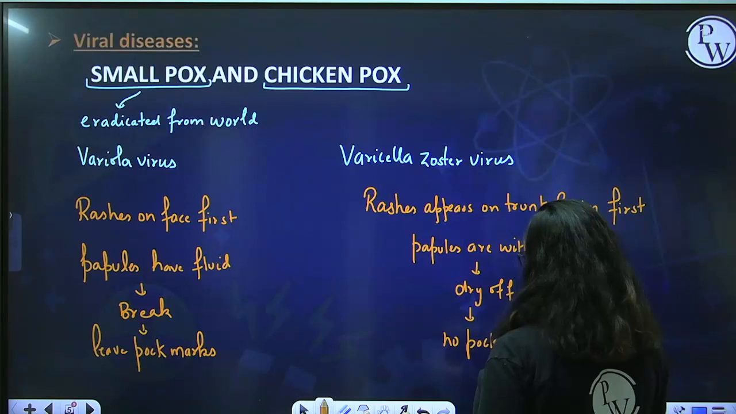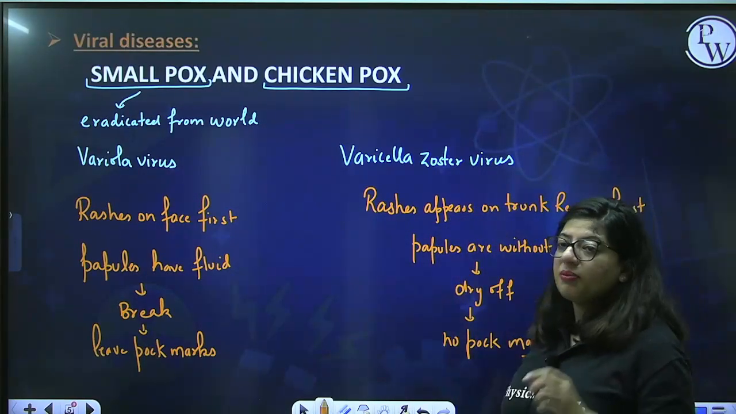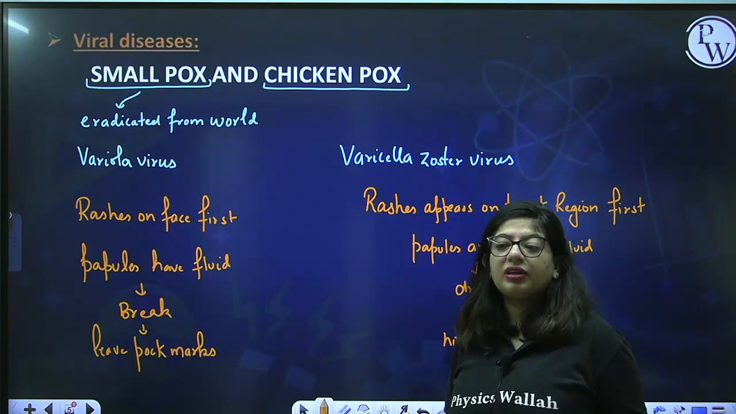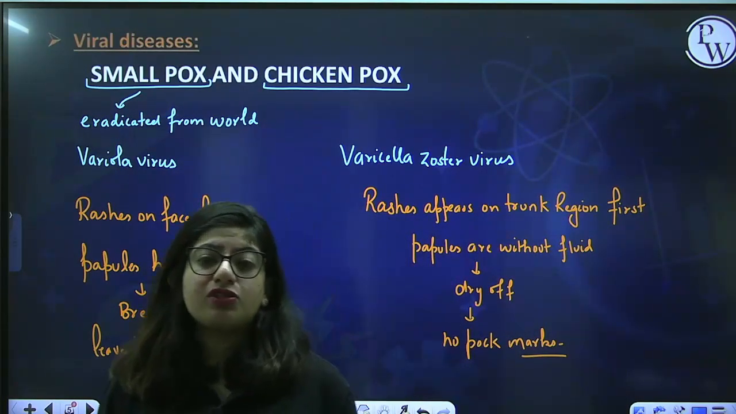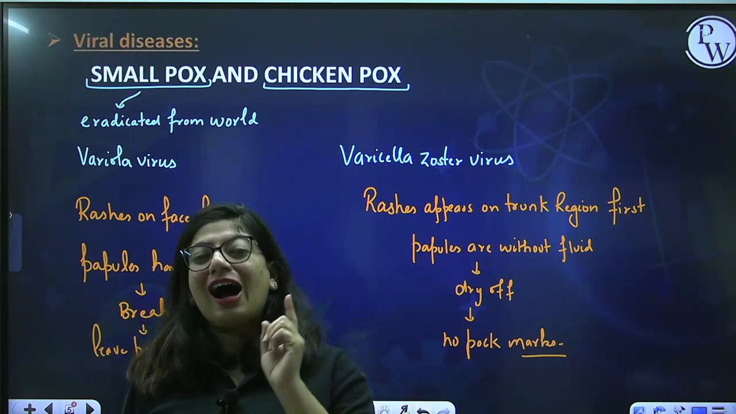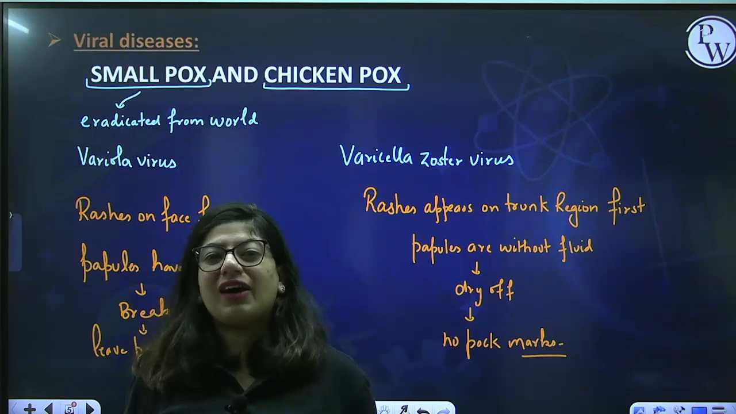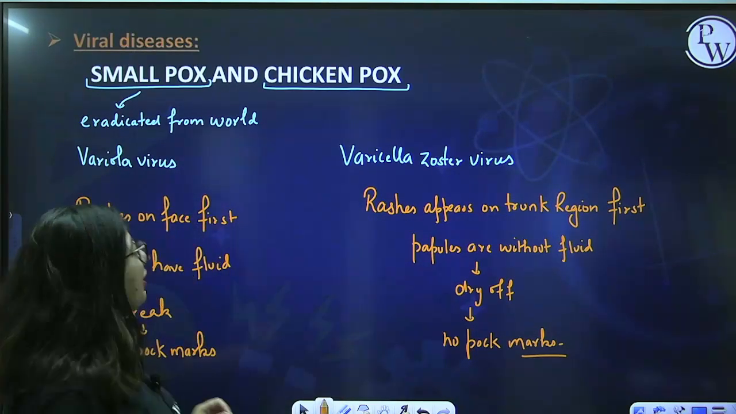That's the difference, right? We do have vaccination for both, but for smallpox, all the people in the world have been vaccinated, so it has been eradicated. In fact, the first vaccine to be formed was against smallpox. I'll tell you the story of how this vaccine was formed in the vaccination chapter. So for that, just keep the suspense on, right? So that's about chickenpox and smallpox.